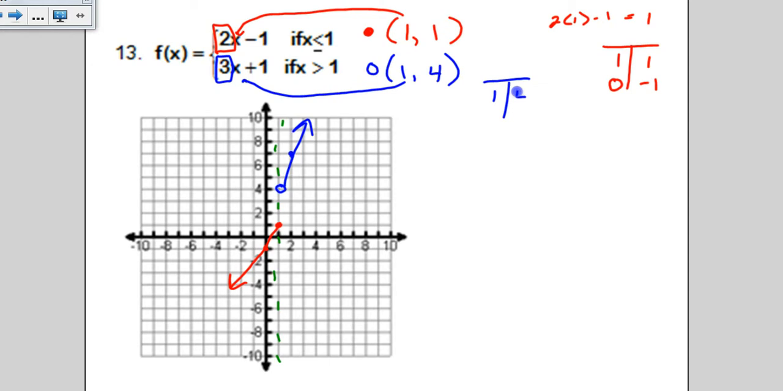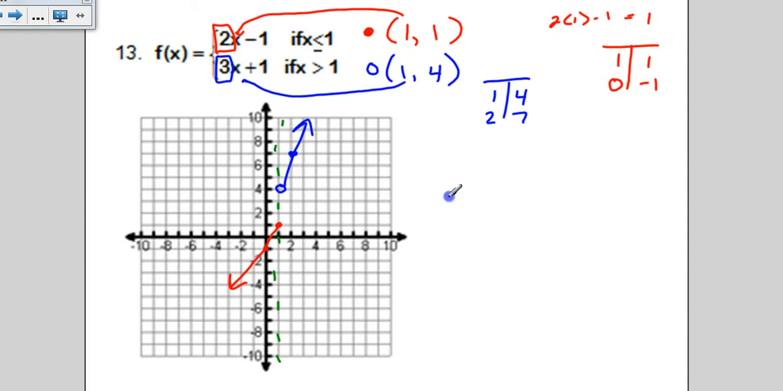We already had the point 1, 4. And then if I picked something greater than 1, I'm just going to pick a 2. 3 times 2 plus 1 gives me a 7. So when I plot the point 2, 7, which is right there, I'm going to end up with the same half line.